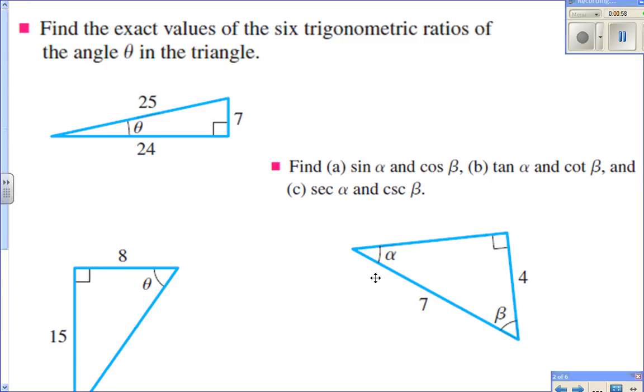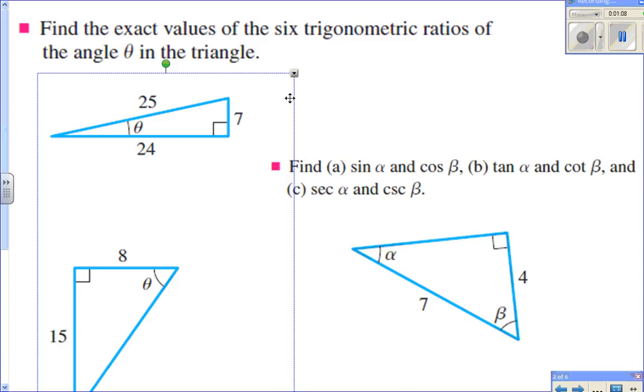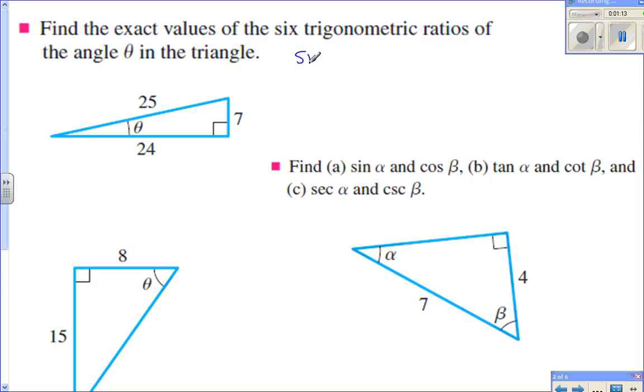So we're going to start out with just finding the exact values of these trig functions based off of theta. So we're going to have to find all 6 of them. You do have to write this out. So you do have to put sine of theta, cosine of theta, tangent of theta, and this is how I'll always write it.